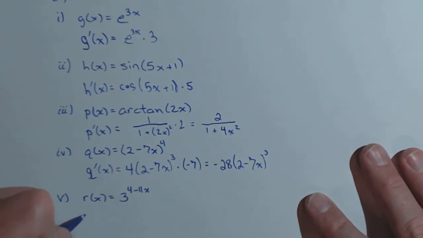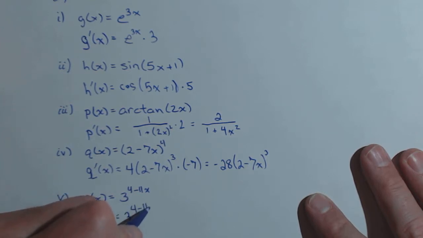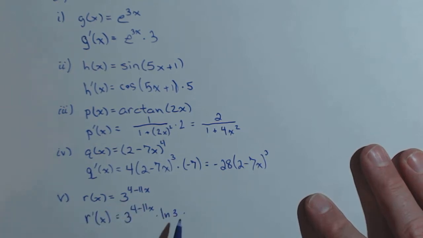Lastly, r of x, we have an exponential that does not have a base of e, so r prime of x is still going to have itself in it, 3 to the 4 minus 11x, but times now the natural log of 3, because the base is something other than e, times the derivative of the exponent, which is negative 11.